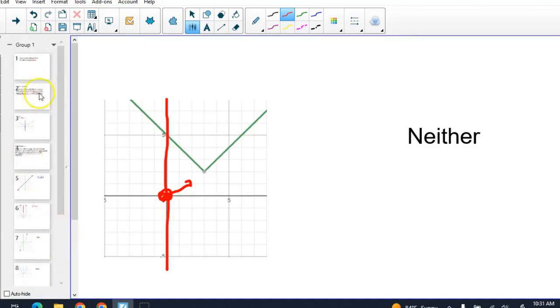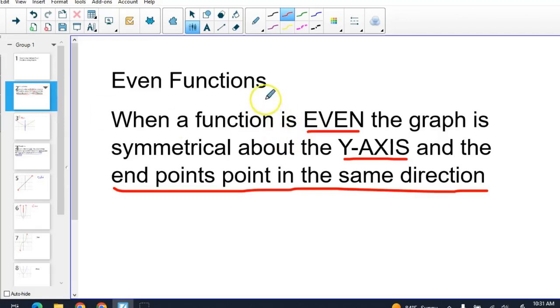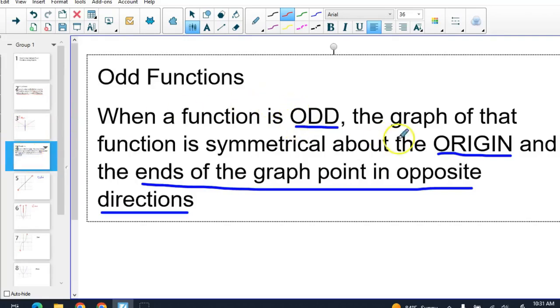But as a quick reminder, even functions are symmetrical about the y-axis, with endpoints heading in the same direction. Odd functions are symmetrical across the origin, and the endpoints are going in opposite directions.